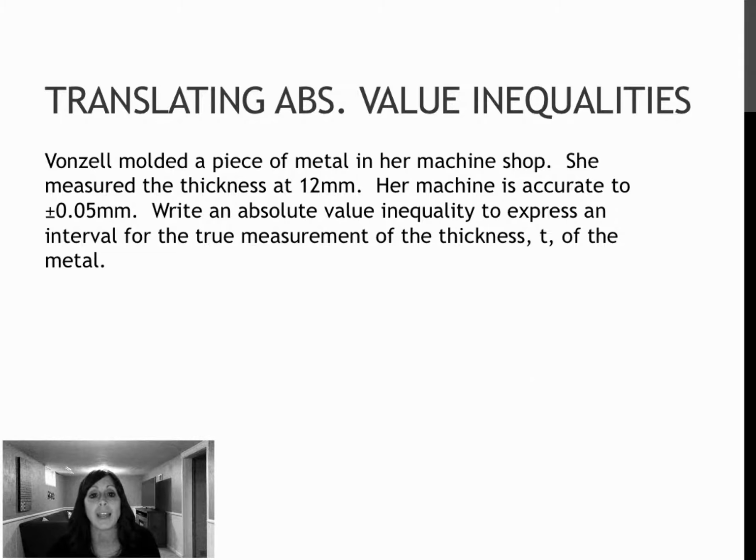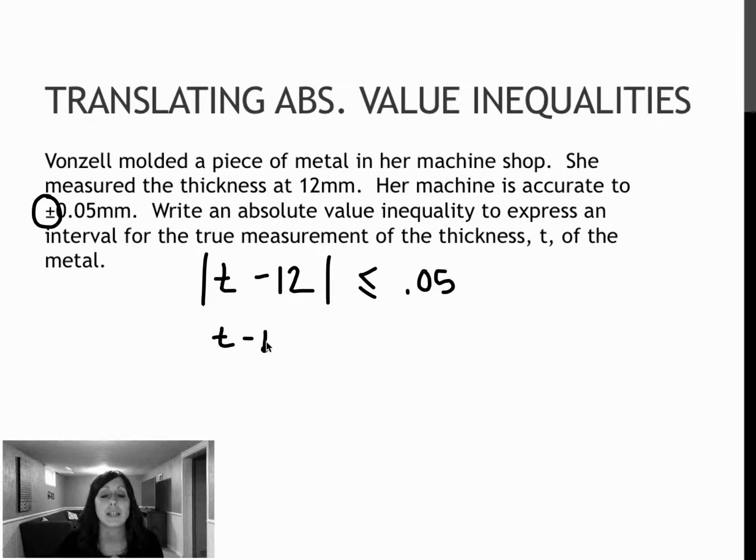So essentially what we're saying is that if we take the true value and we subtract what we're expecting, that difference will be between plus or minus 5/100ths. So that's going to be the difference is less than or equal to 0.05. So this takes care of that whole plus or minus thing, because now I can write T minus 12 is less than or equal to 0.05, and T minus 12 is greater than or equal to negative 0.05.